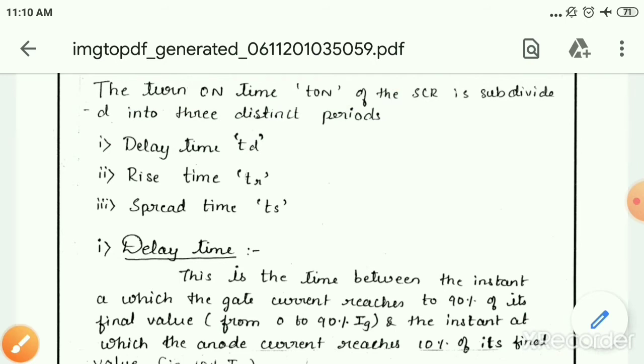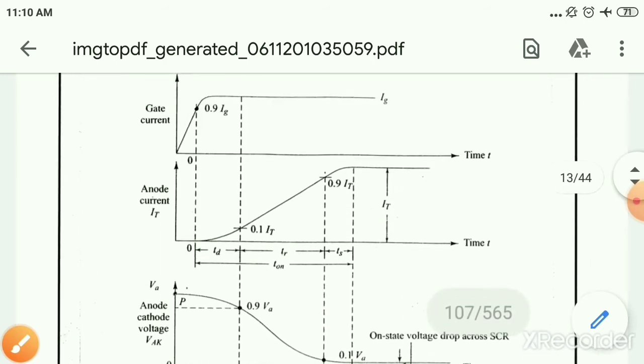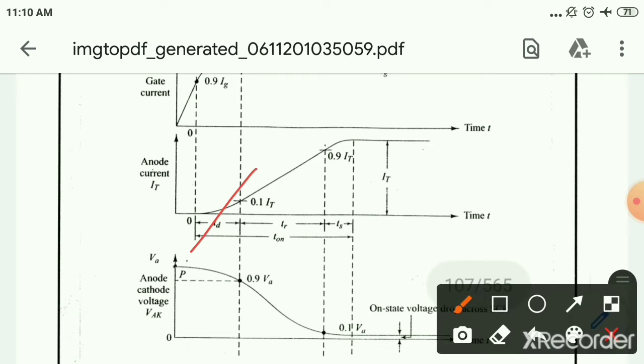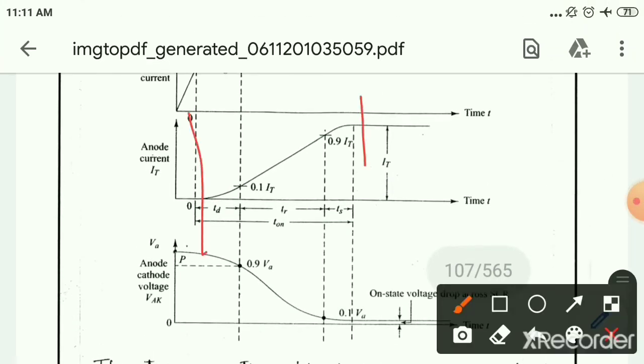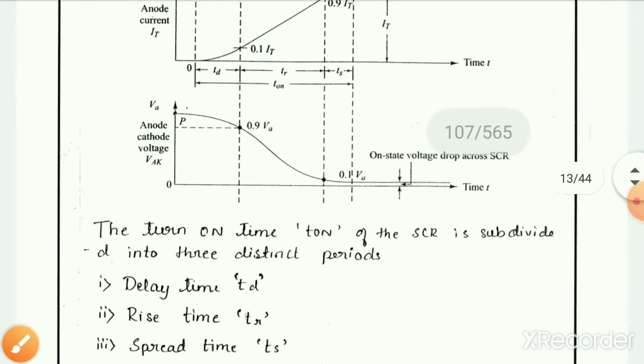So it is divided into three: TD, TR, TS. TD is the delay time, then rise time, and spread time. This is the T-on, so from here to here is the on period, consisting of the sum of delay time, rise time, and spread time. We'll define them one by one now.